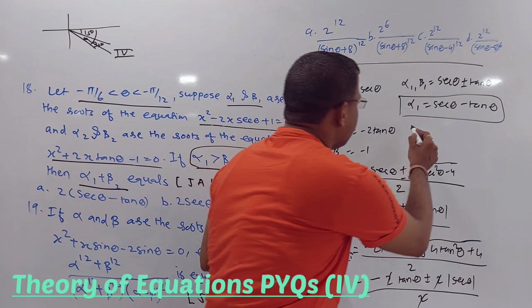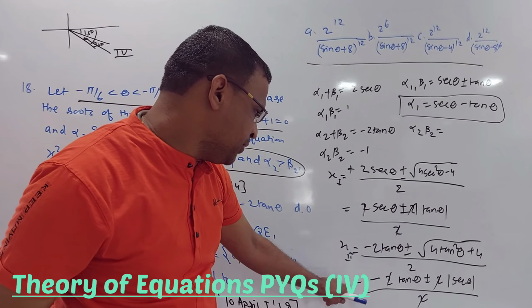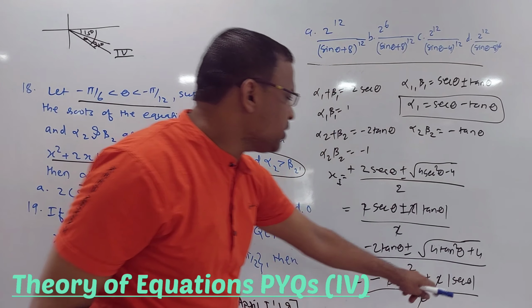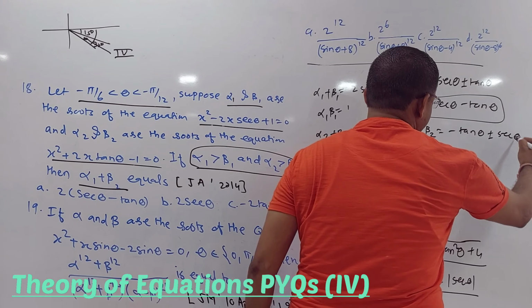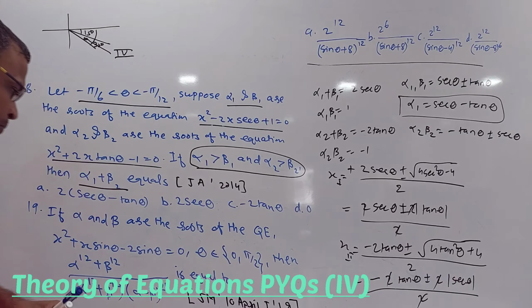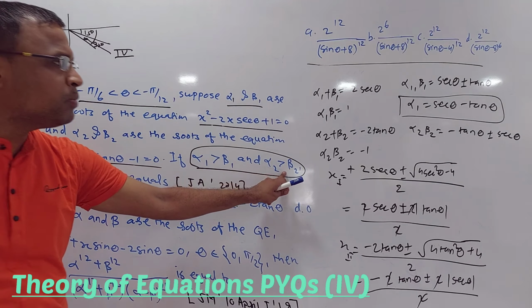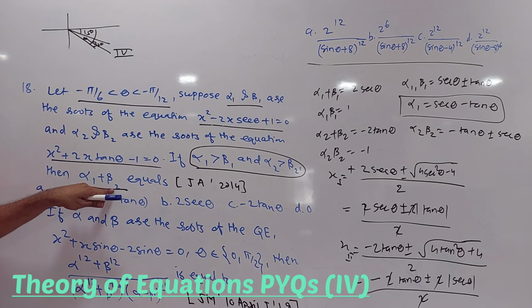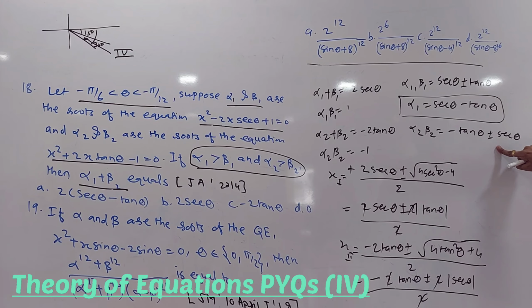So I am writing it again: alpha 2, beta 2 is getting minus tan theta plus minus, I told you that plus minus you can write down and just avoid that mod sign. Fine, that's it. Now they have also given that alpha 2 is greater than beta 2, and we require beta 2. So beta 2 should be the smaller of the two.